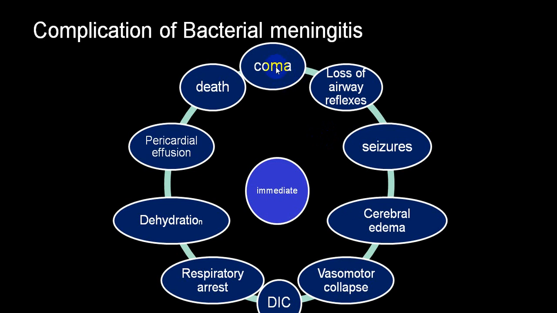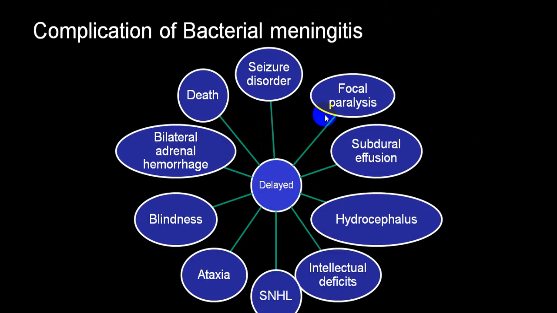So complications can be coma, respiratory involvement, seizures, cerebral edema, vasomotor collapse, DIC, respiratory arrest, dehydration, pericardial effusion, and the person can die. These are immediate complications, or what we call acute complications. And among chronic complications: seizures, focal damage, subdural effusion, hydrocephalus, intellectual deficits, ataxia, blindness, adrenal hemorrhage, and even death.